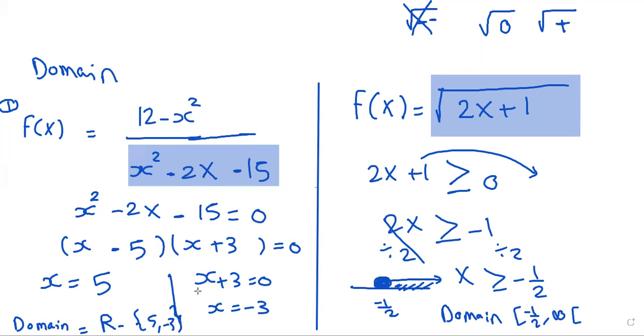What is the difference between the two domains? In the first one, we have restrictions. It's 5 and minus 3. We have exceptions, 5 and minus 3, but we can find any other value. In the second one, we have the values we can find from negative half to positive infinity. Did you get it, all of you?